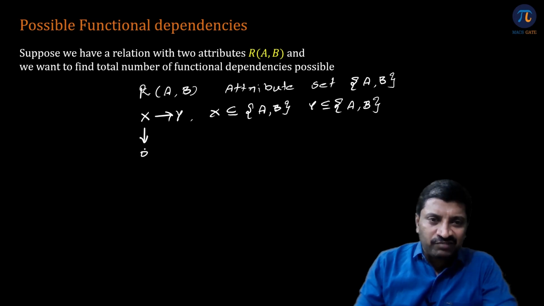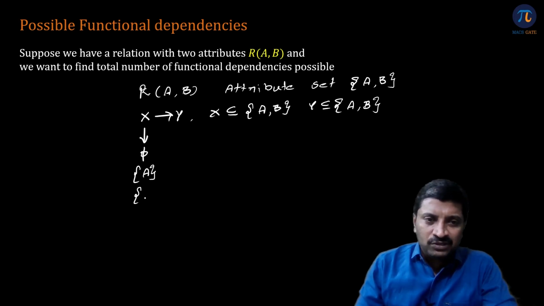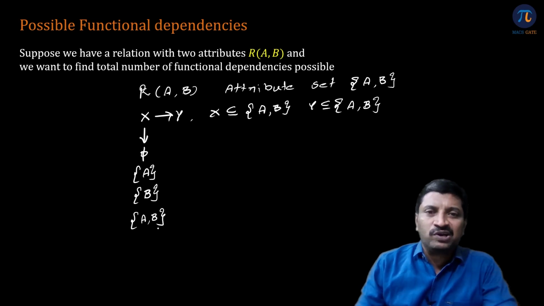What are the subsets of A, B, sir? Empty is a subset of A, B. I can write the singleton set with A is a subset of A, B. Similarly, we can write B, and then we can write AB. So these are the possible subsets of A, B. Totally, how many subsets are there, sir? 4. So in the place of X, I can write any one of these 4 sets.